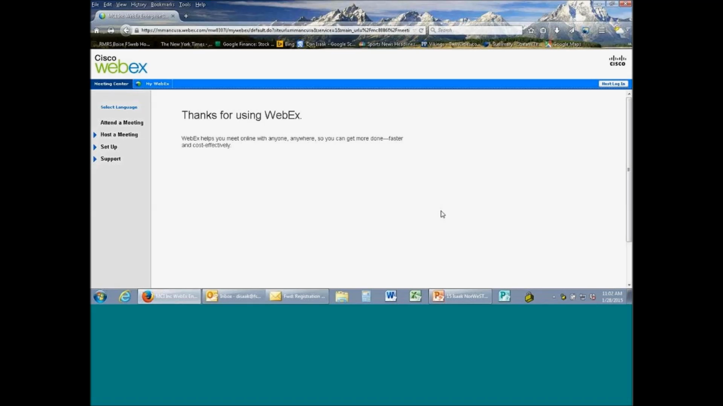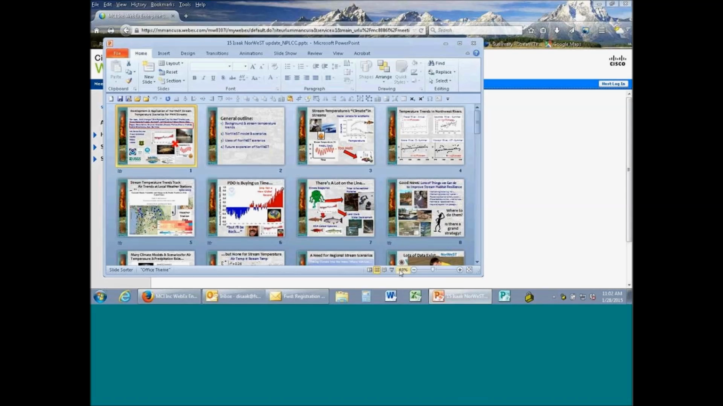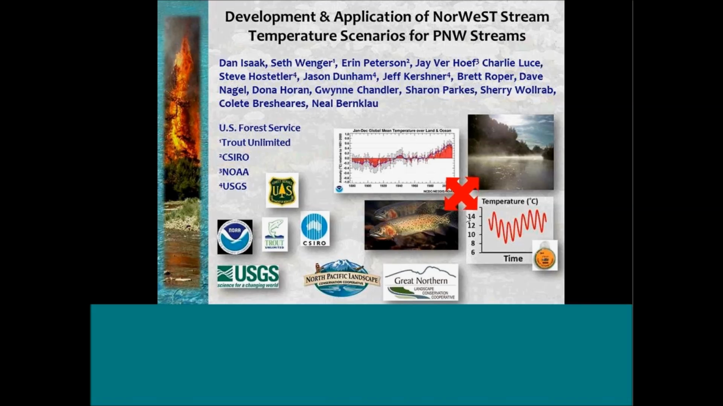This project was initially funded by the Great Northern LCC in their geography east of the North Pacific LCC, starting in 2011. And in 2013, the North Pacific LCC provided funding to the U.S. Forest Service to expand this project to include the remaining portions of Washington, Oregon, and Northern California. This project was selected because of the importance of this effort throughout the Northwest and beyond.